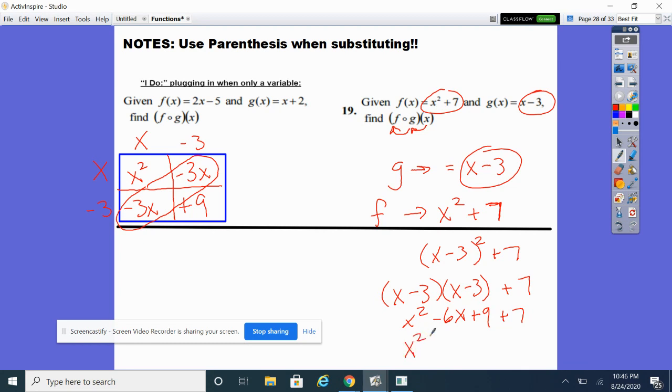All right, x squared, that's the only one of its kind. It's gone. Negative 6x, the only one of its kind. It's gone. Ooh, 9 and 7, those are like terms. 9 plus 7, that's 16. All right, this guy was called f, and this guy was called g. Let's call this guy h. H of x, because x is the variable in there. That's our answer.